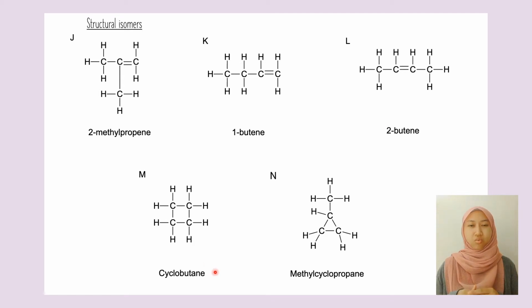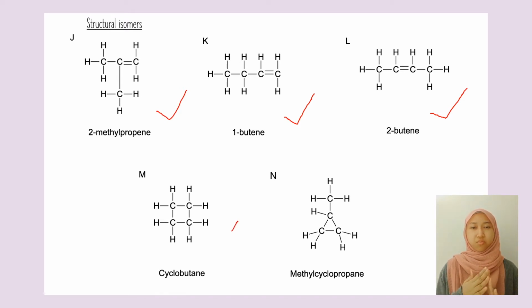M is cyclobutane while N is methylcyclopropane. Both M and N are functional group isomers of alkene, which is cycloalkane. This is why they cannot react with bromine in dichloromethane under dark condition. From the question, J, K, and L can react with bromine in dichloromethane under dark condition. This is because they belong to the alkene group and have a carbon-carbon double bond, while M and N cannot react with bromine under dark condition in dichloromethane because they only have single bonds, since they do not belong to the alkene group.